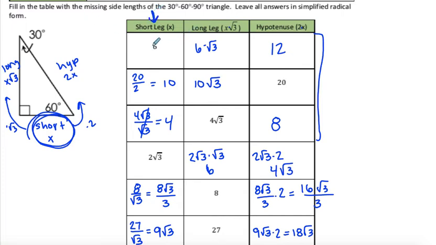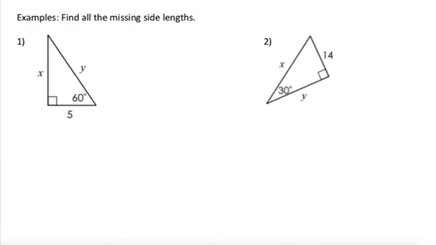And okay, if I'm given it, I'm multiplying to get bigger. If I'm not given it, I have to divide to go backwards. But never did I go between these two columns. So let's look at a couple examples given the triangle. Where now, instead of a chart, it says find all the missing side lengths given the picture.